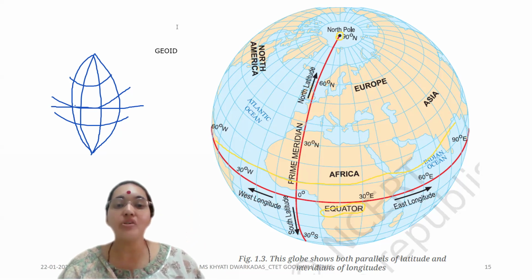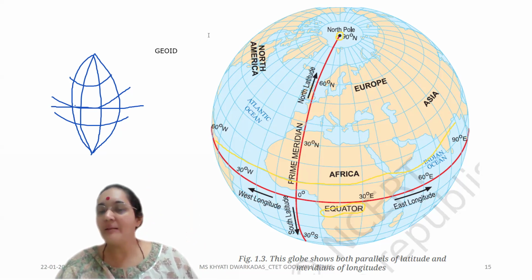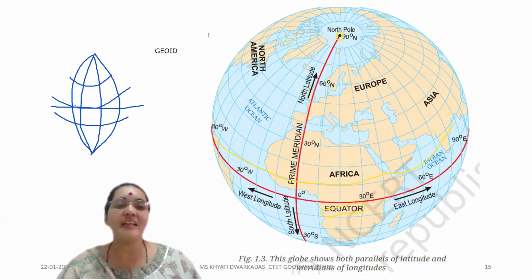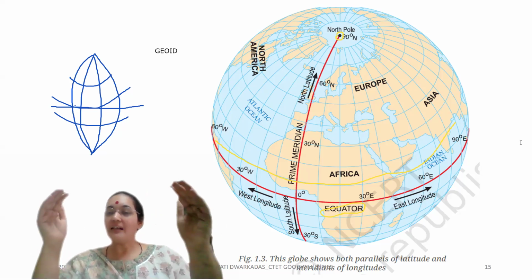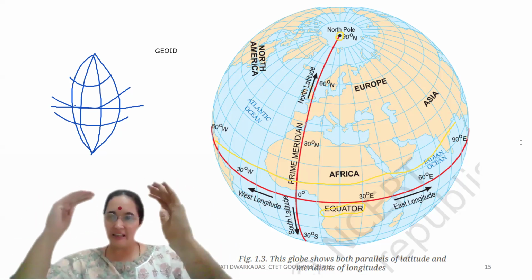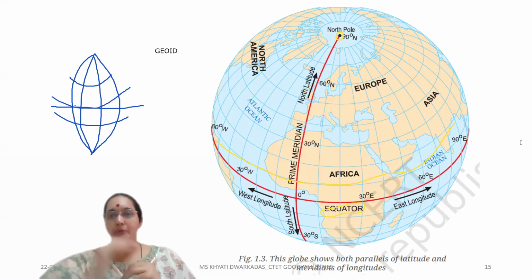I'm glad to find some chat. Let me just check. Yes, I can see a lot of people writing the name of the shape there in the chat. Thank you very much, Zainab ma'am and friends. So it is a very nice shape. It is nice and bulging at the side and a little flat at the poles.